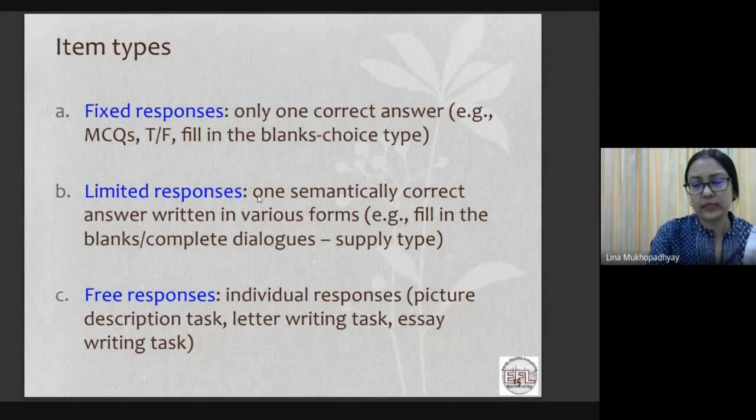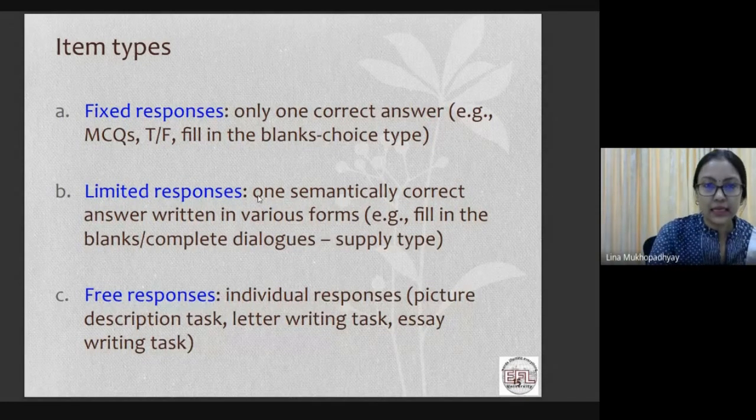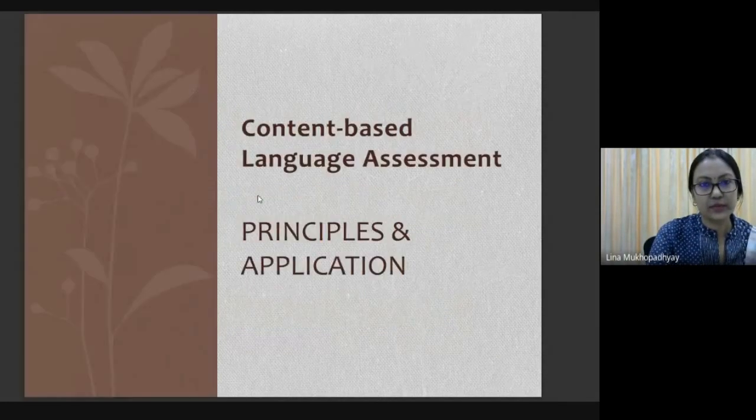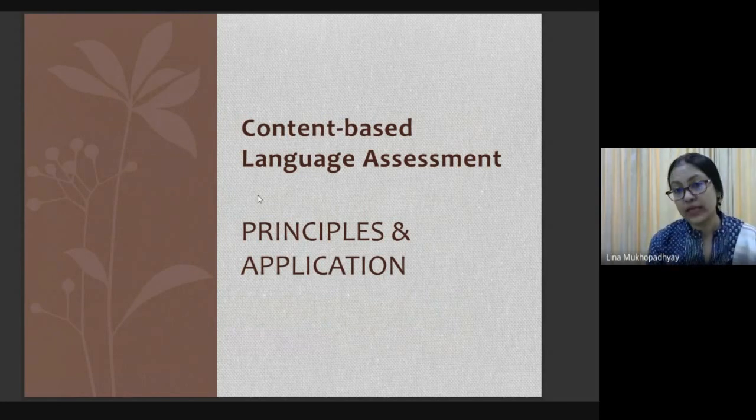So with this knowledge of the item types, the minimal unit of an assessment design, let us move into the next part of the presentation. Here we will now spend some time looking at content-based language assessment, some of its principles that we need to be aware of, we need to follow in our design, and how we can apply it.